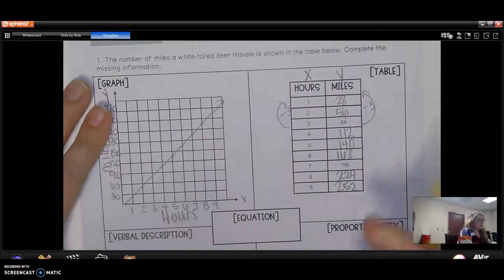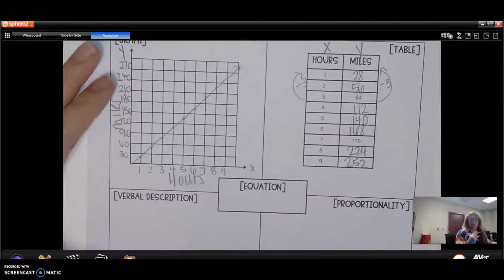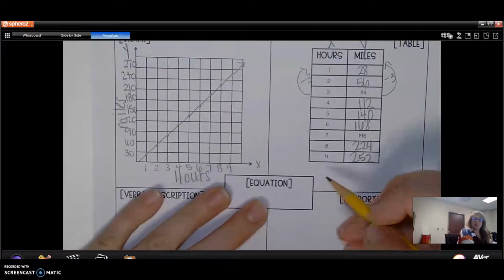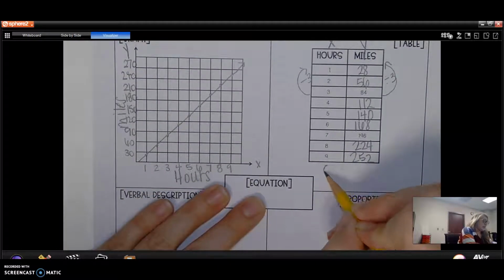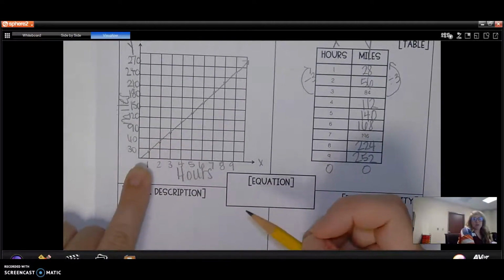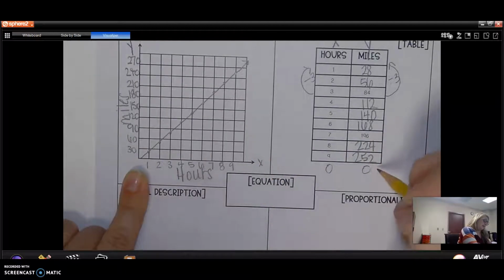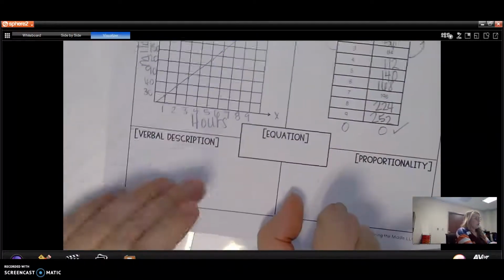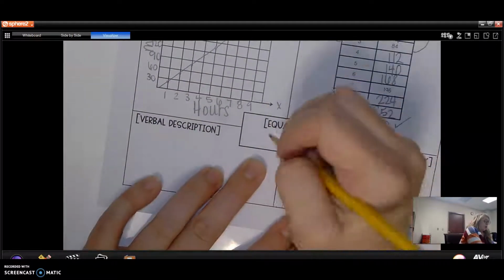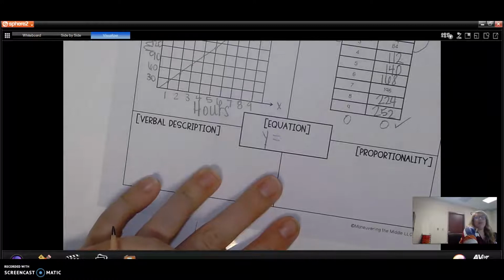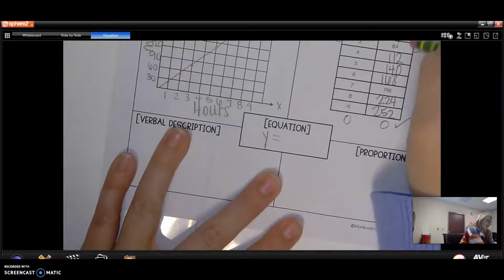This also should tell me, guys, if I'm thinking about reasonableness in terms of mathematics, that in 0 hours, I'm not going anywhere. So is my current line passing through my origin? Yes. Okay, that's going to be important as we talk about the proportionality part in a second. So for my equation, let's talk about what's happening. Y equals, well, in order to figure out what my equation might be, I am going to look for the rate of change.